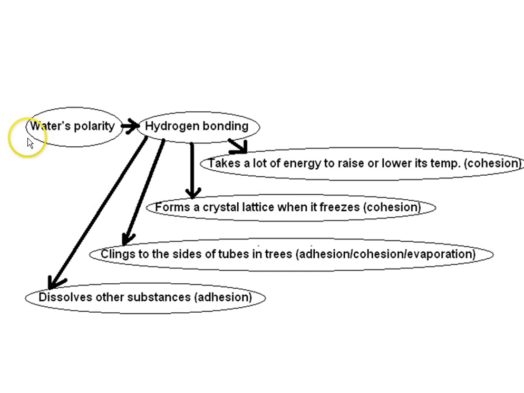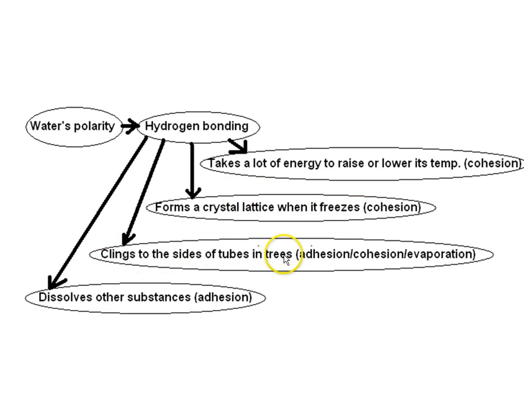So here's a simple concept map. Basically, all of water's properties can be traced down to water's polarity, the unequal sharing of electrons within the water molecule. That leads to hydrogen bonding between water and water to other substances. And it takes a lot of energy to break those hydrogen bonds or raise or lower its temperature as a result. Also forms a crystal lattice when it freezes, that's cohesion.